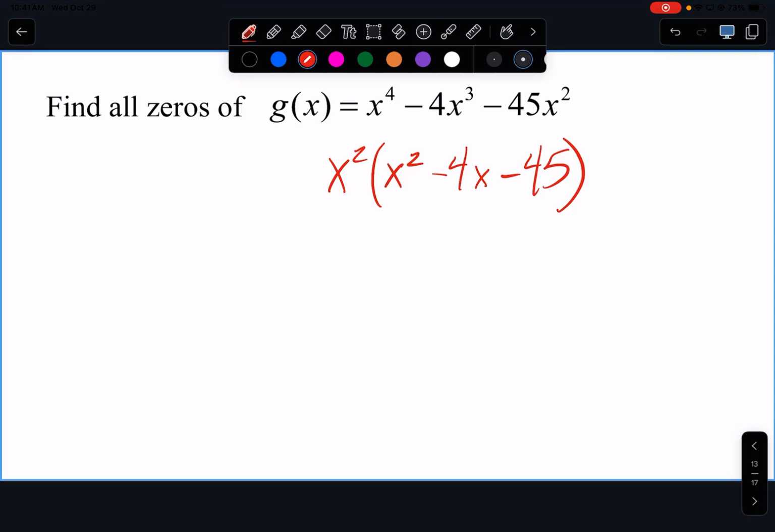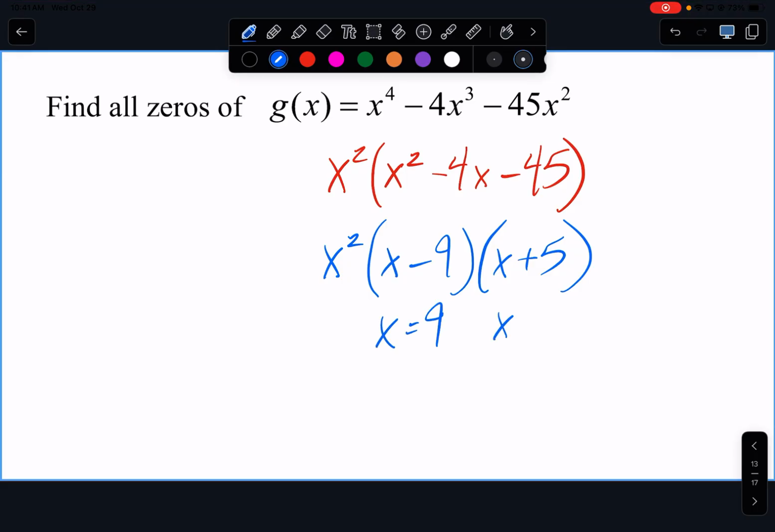And then we're thinking about the factors of 45 that add up to -4. This x squared goes along for the ride. So my first solution is 9. My next one is -5. But my degree is 4 here. I should have 4 solutions. I only have 2 right now. Where are my other 2 solutions?